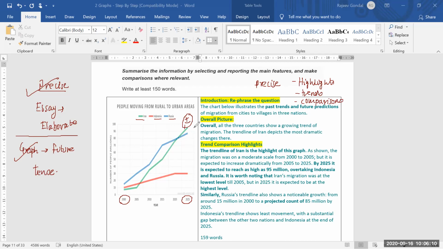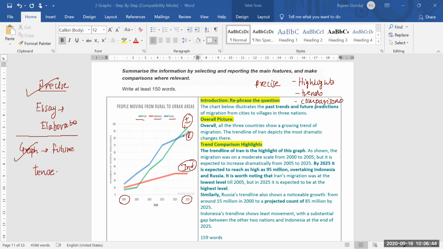Then if we look at Russia, it closely follows Iran, and it maintained its top position or highest level till 2000. But in 2000 Iran crossed over Russia. As far as Indonesia is concerned, this one is the line with the least growth, or the migration of population was the least in this country. So this we can take as an agenda.